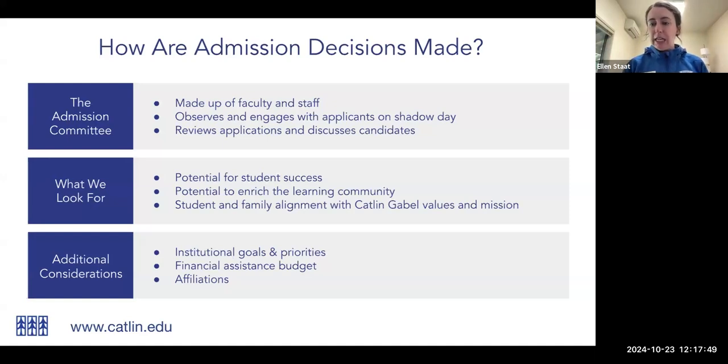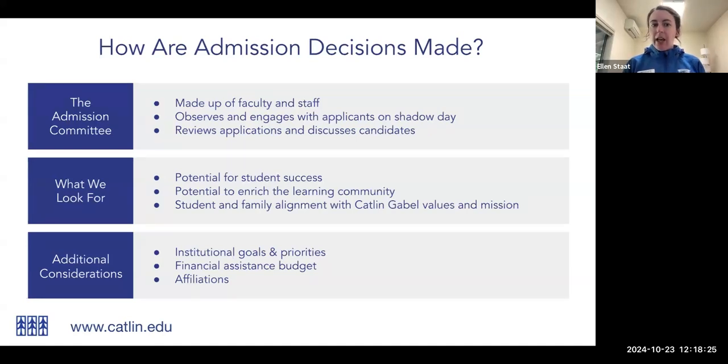Our middle school admission committee is made up of faculty and staff. Our middle school leadership, like our head of middle school and assistant head of middle school, are part of it. Our counselor and learning specialist are part of the admission committee. Our sixth grade team lead teacher is part of the middle school admission committee. And then we have a handful of other teachers who represent different grades and different subjects. And then we also have our director of student services from our equity and inclusion office, who is also on our admission committee.